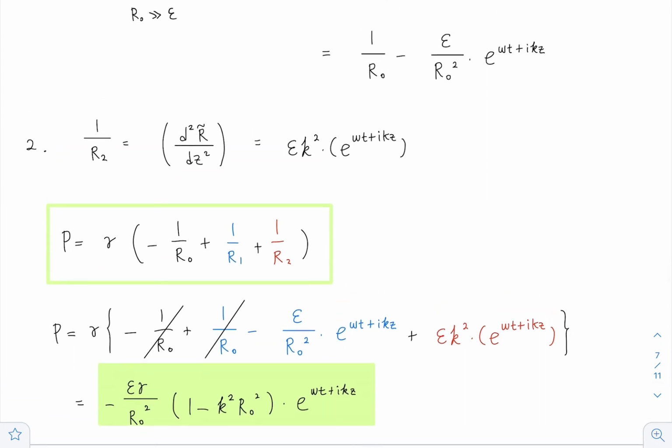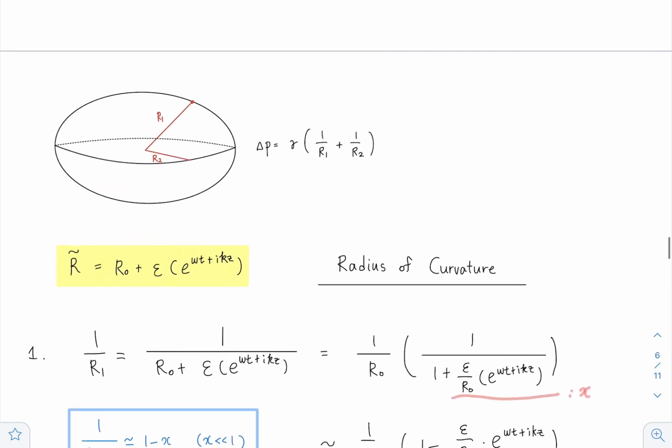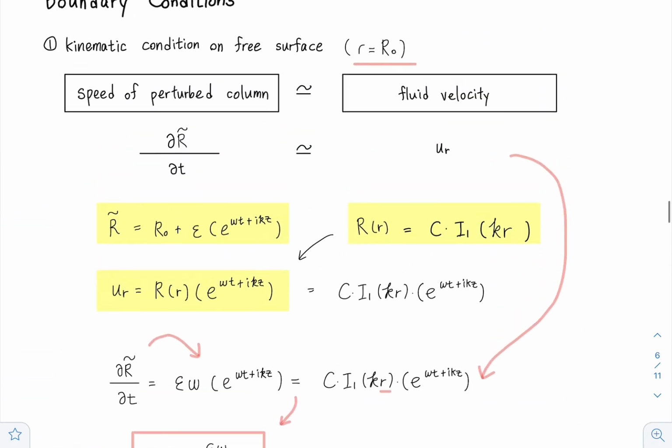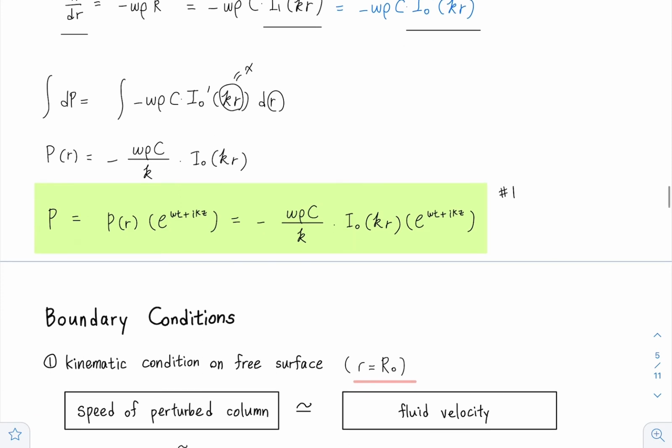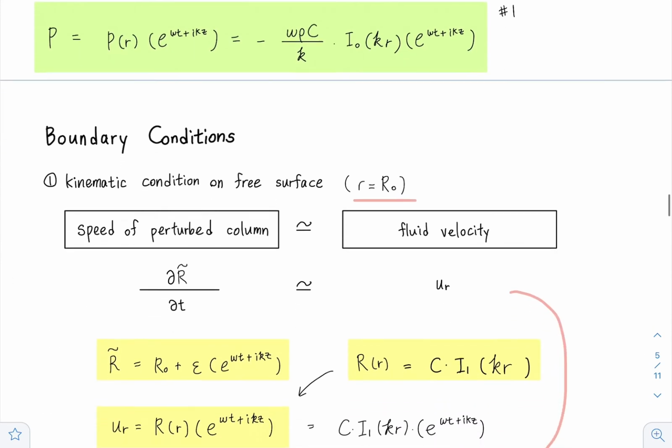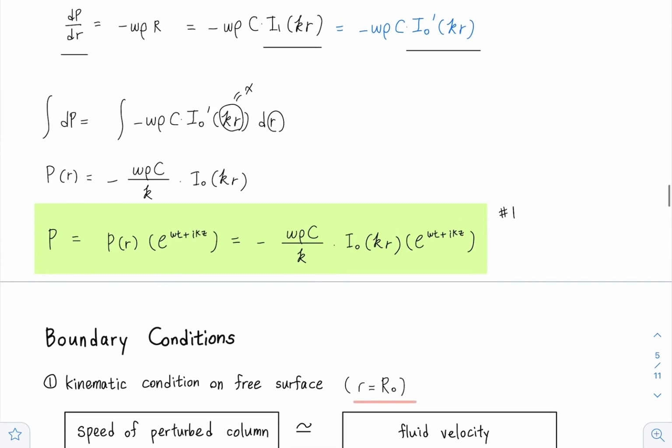Well, why did we just calculate this when we already know the pressure? Wait, we do? Well, this is actually our second pressure. Our first pressure came from this equation a long time ago, with a Bessel function, the zero order one, I0(kr). And as I said, pressure is not just P(r), but P(r) times the exponential term. So this is our pressure. We already solved the pressure. Why are we solving the pressure again using the boundary condition?